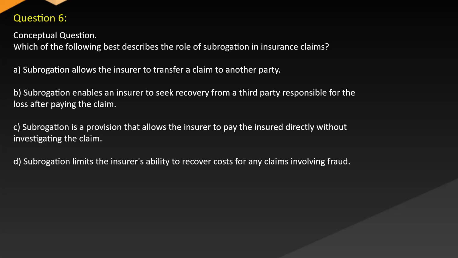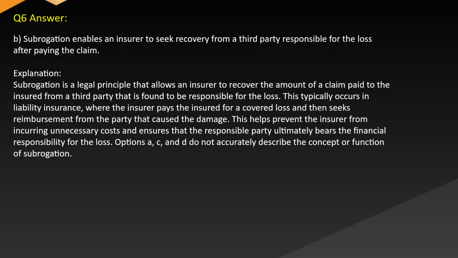Question 6. Conceptual question. Which of the following best describes the role of subrogation in insurance claims? A. Subrogation allows the insurer to transfer a claim to another party. B. Subrogation enables an insurer to seek recovery from a third party responsible for the loss after paying the claim. C. Subrogation is a provision that allows the insurer to pay the insured directly without investigating the claim. D. Subrogation limits the insurer's ability to recover costs for any claims involving fraud. Answer: B. Subrogation enables an insurer to seek recovery from a third party responsible for loss after paying the claim.